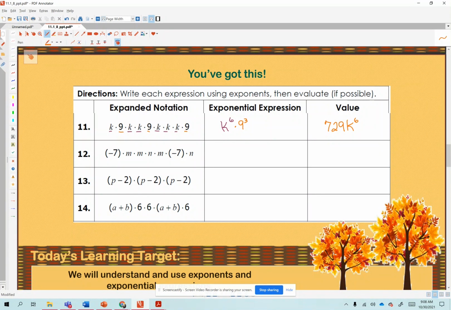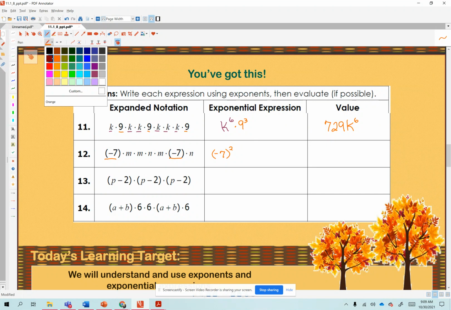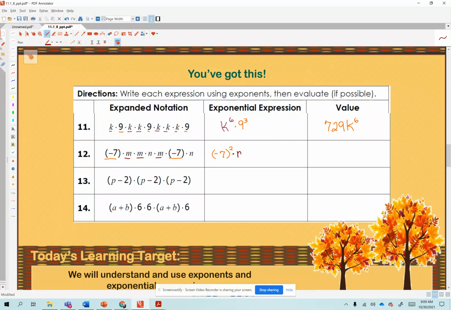So for number 12, we have -7 2 times. We'll keep the parentheses with the negative number, -7 to the 2nd power. And we have m and n. So we have 1, 2, 3 m's. So that's m to the 3rd.